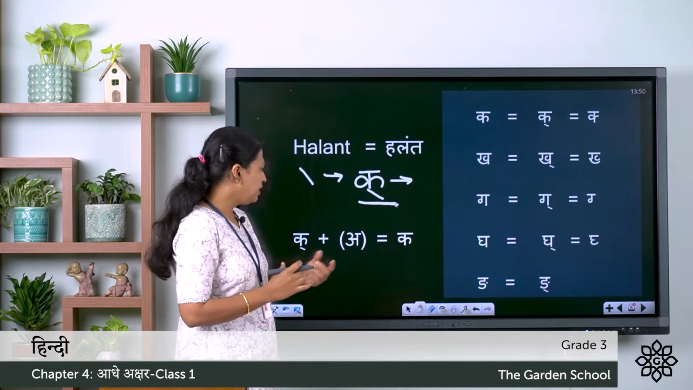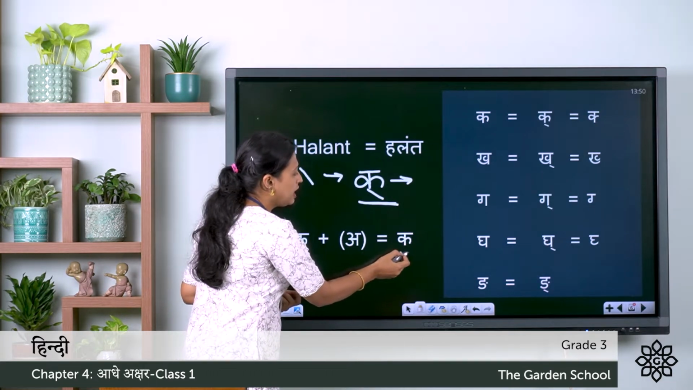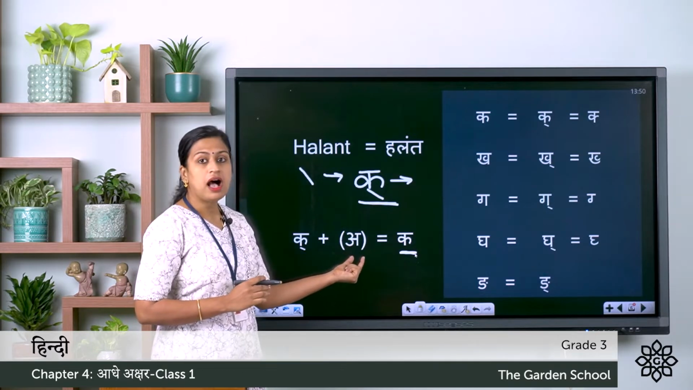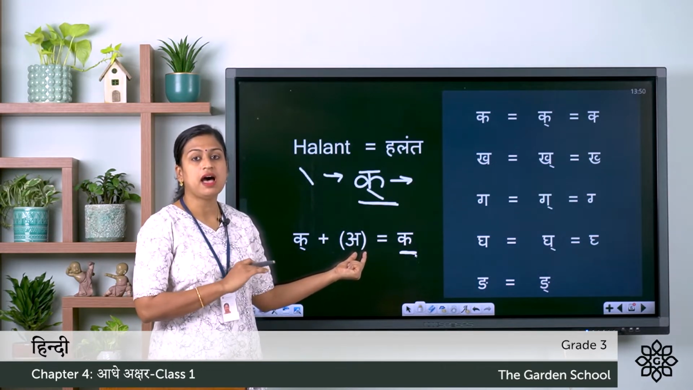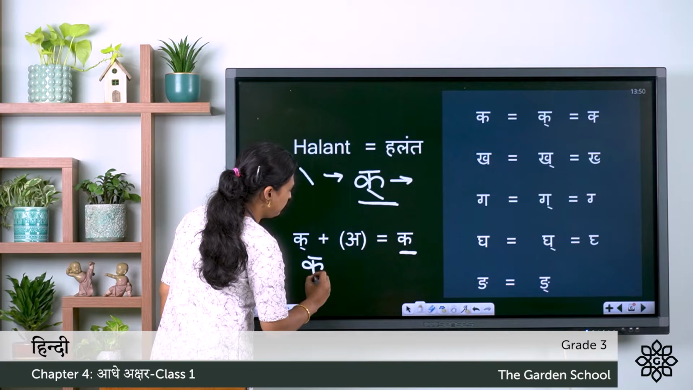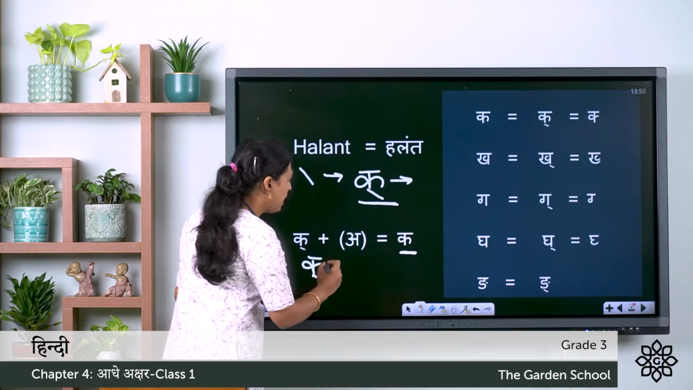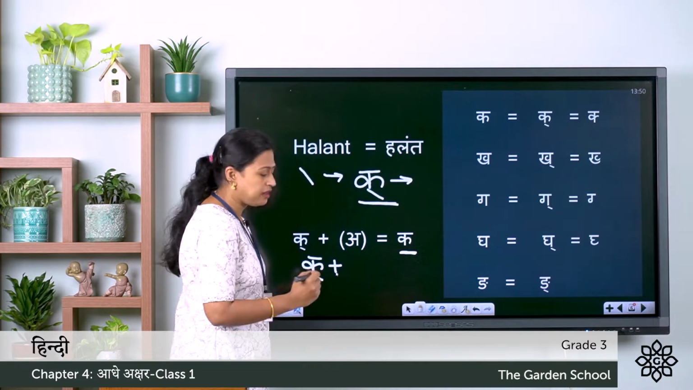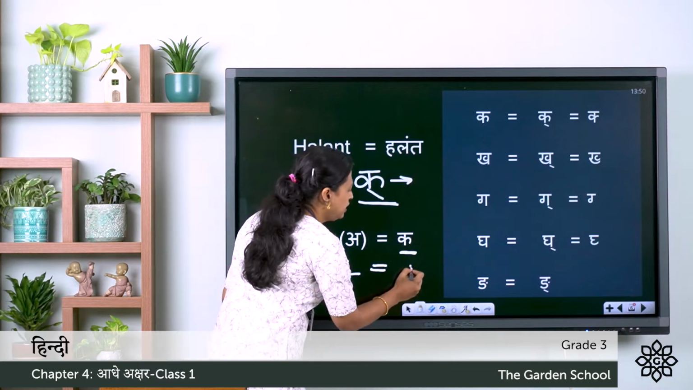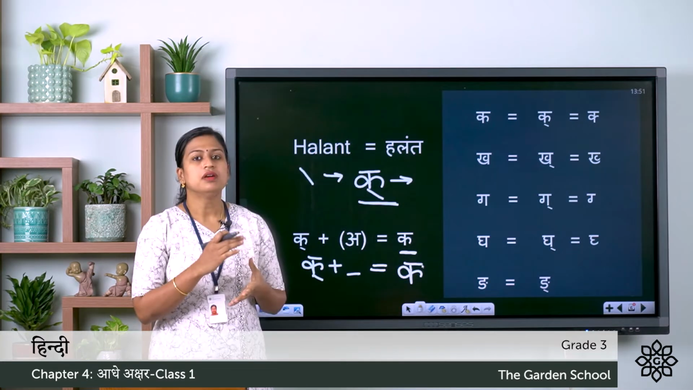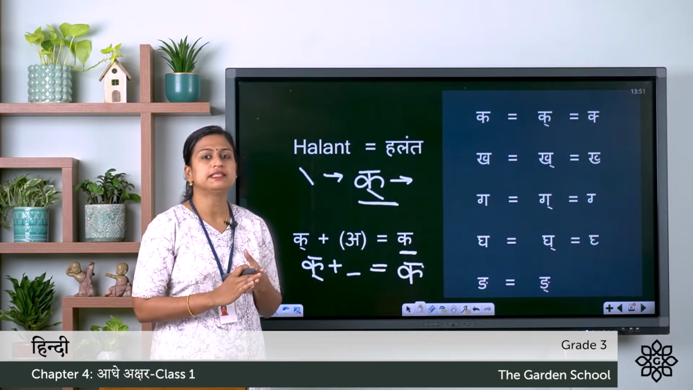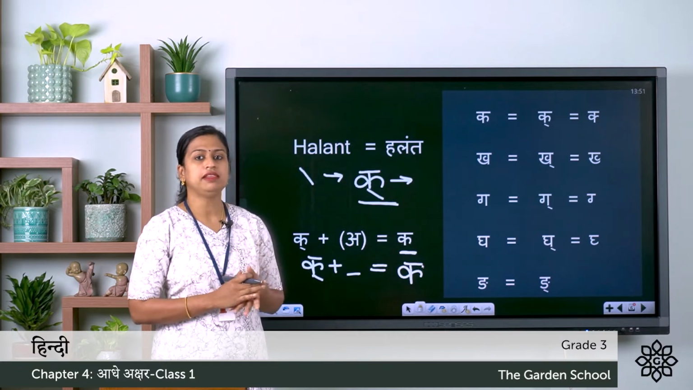Now you all know that Vyanjanakshar Ka is formed by writing the half form of Ka plus A ki matra. That means this A has no symbol. So Ka with the hal symbol, that means half form of Ka, plus A ki matra, that means no symbol, and when we join these two we get Vyanjanakshar Ka. This is how the Vyanjan letters are formed. In this chapter we will be discussing the half form of all the Vyanjan letters.